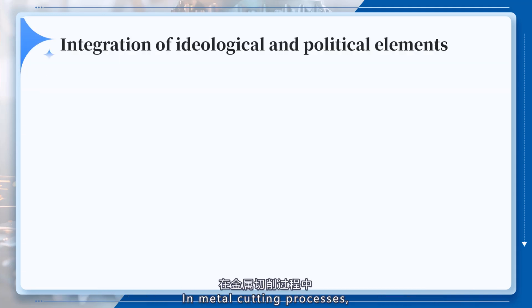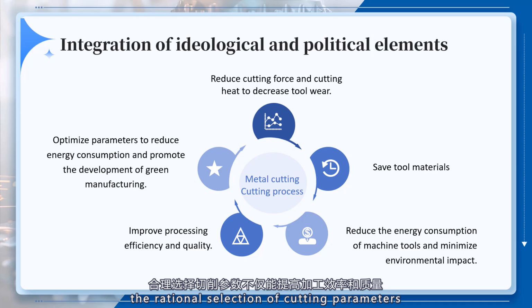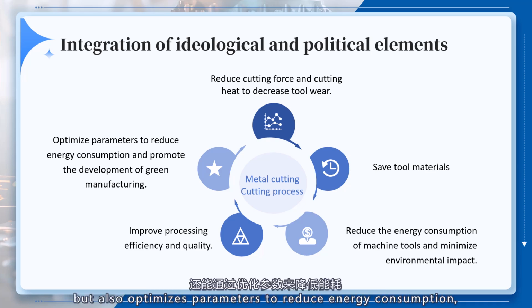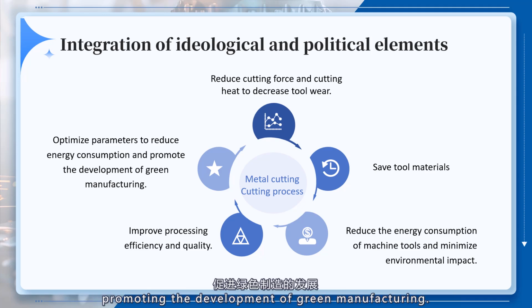In metal cutting processes, the rational selection of cutting parameters not only enhances processing efficiency and quality, but also optimizes parameters to reduce energy consumption, promoting the development of green manufacturing. By appropriately selecting cutting parameters, cutting force and cutting heat can be reduced, which in turn decreases tool wear, reduces the frequency of tool replacement, and conserves tool materials. At the same time, it lowers the energy consumption of machine tools, thereby minimizing environmental impact.